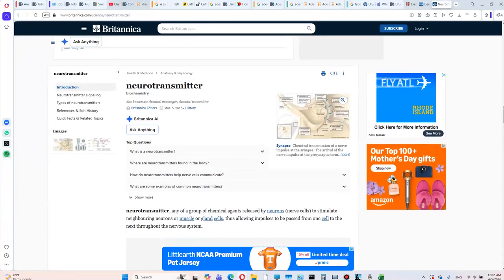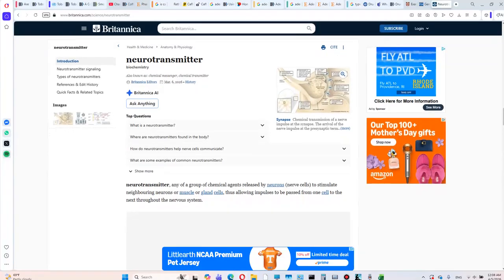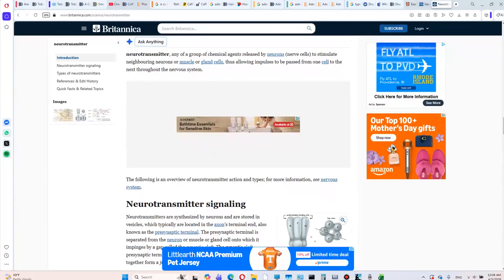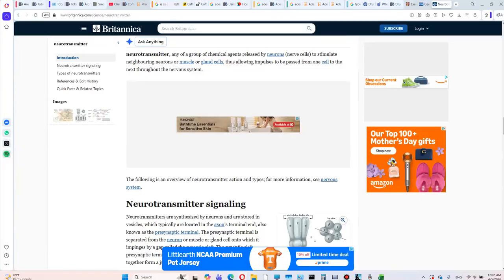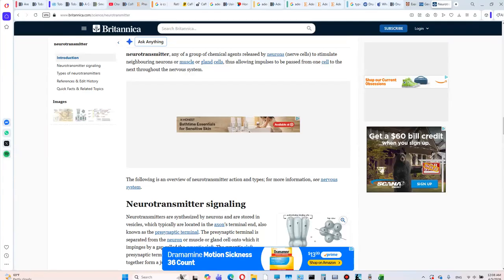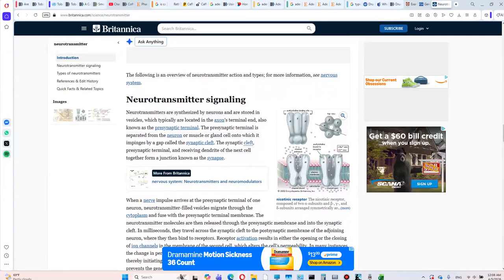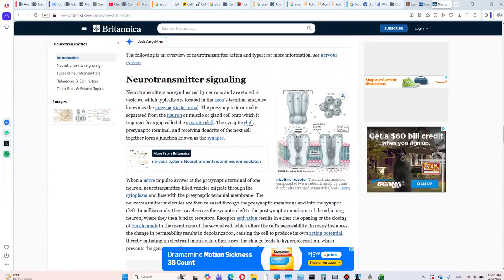I will read this section on neurotransmitter as well. Neurotransmitter: any of a group of chemical agents released by neurons, nerve cells, to stimulate neighboring neurons or muscle or gland cells, thus allowing impulses to be passed from one cell to the next throughout the nervous system. The following is an overview of neurotransmitter action and types. For more information, see nervous system.